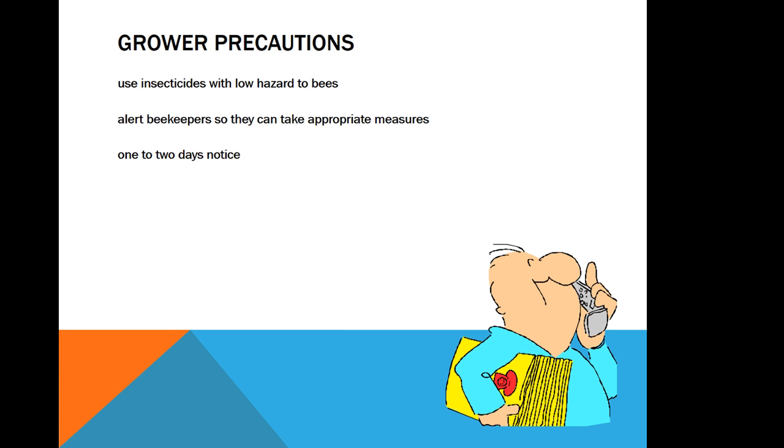A cooperative effort between stakeholders is necessary to make sure we do all we can to protect pollinators. Although there are many steps members of the public can take to protect pollinators, the stakeholders we are talking about include growers or landowners, applicators, and beekeepers. Agricultural growers can choose to use pesticides that are low in toxicity. In addition, growers can alert beekeepers of an upcoming pesticide application, by giving beekeepers 1 to 2 days notice so that beekeepers can take appropriate measures to protect their bees.